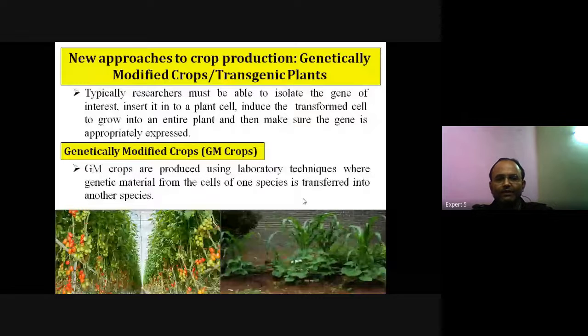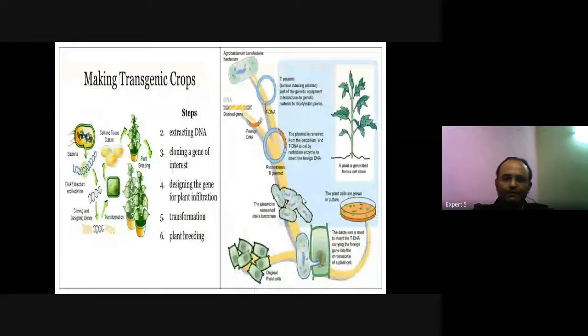GM, genetically modified, crops are produced using different laboratory techniques, where genetic material from the cells of one species is transferred into another species. How are genetically modified crops developed? Here are the steps. In the first step, the gene of interest is extracted and then cloned into a suitable vector. This recombinant form is transferred to the plant cells, where they express and produce some specific proteins.